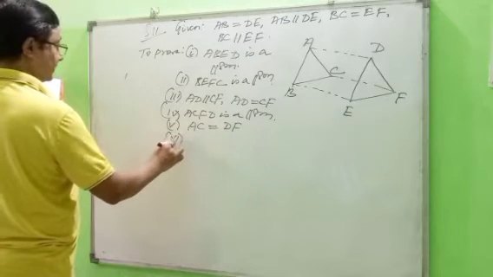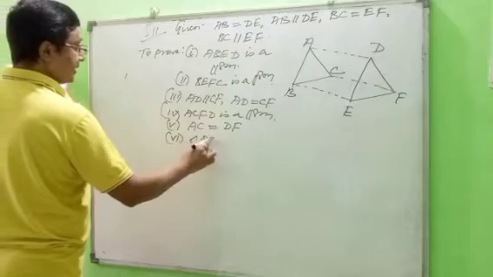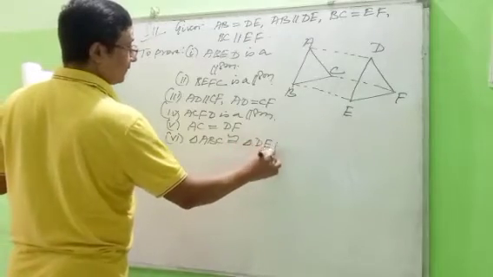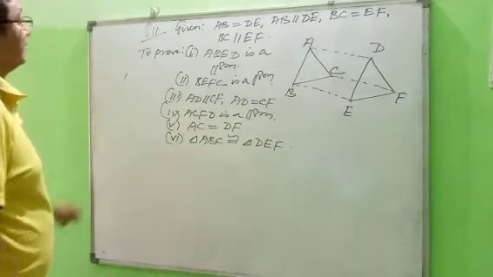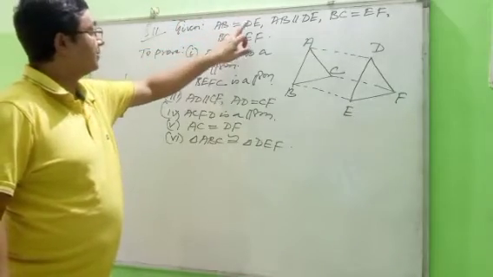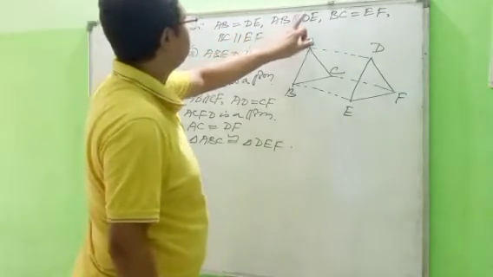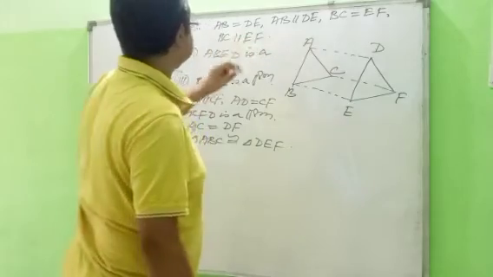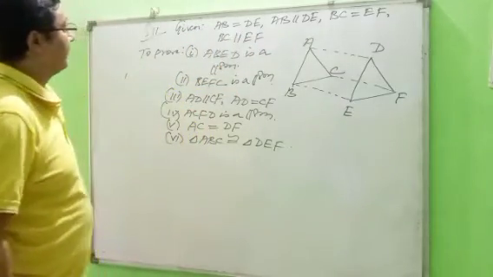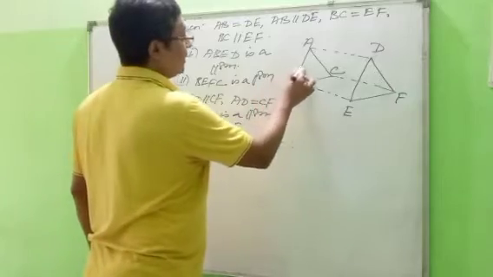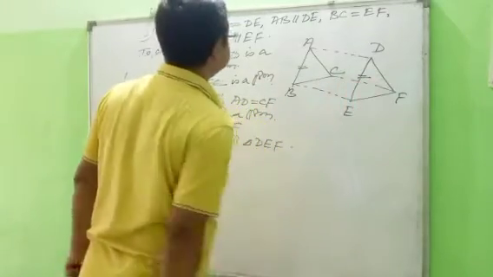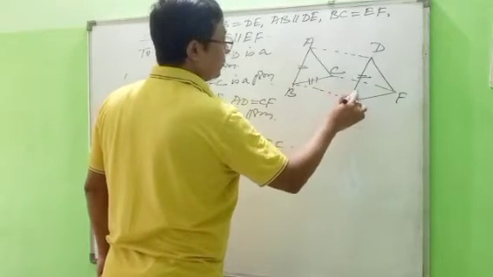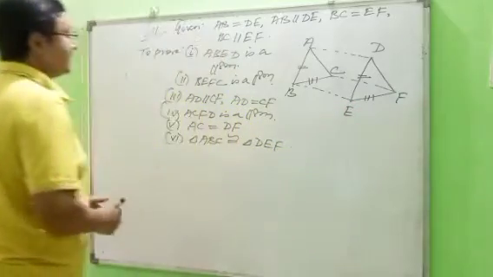And number 6, you have to prove triangle ABC congruent to triangle DEF. So here this is given AB equals DE, AB is parallel to DE, and then BC equals EF, and then BC is parallel to EF. Now the given things here, AB equals DE, and then BC equals EF. So this one is given.